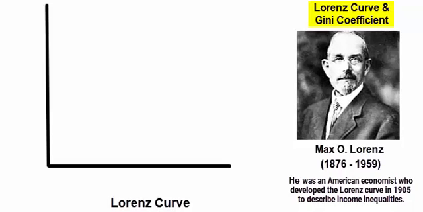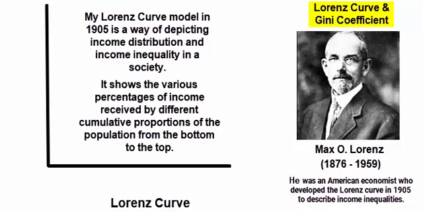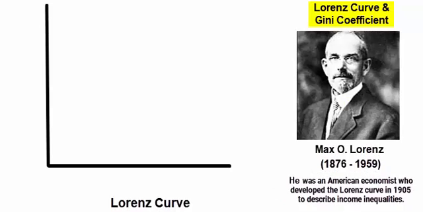Hello, I am Max Otto Lorenz, an American economist and statistician. My Lorenz curve model I presented in 1905 is a way of depicting income distribution and income inequality in a society. It shows the various percentages of income received by different cumulative proportions of the population from the bottom to the top. Italian statistician Corrado Gini in 1914 identified the relationship between my Lorenz diagram and his own Gini coefficient measure. But remember, most importantly, this graph was named after me, not Gini.